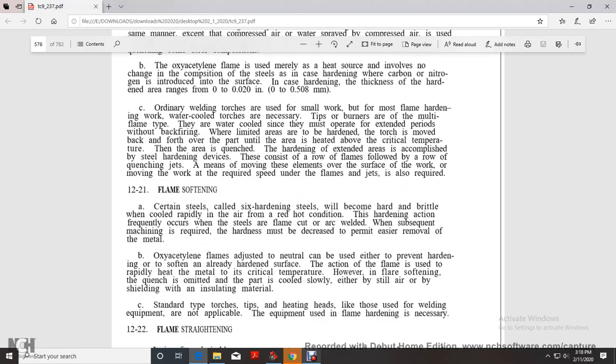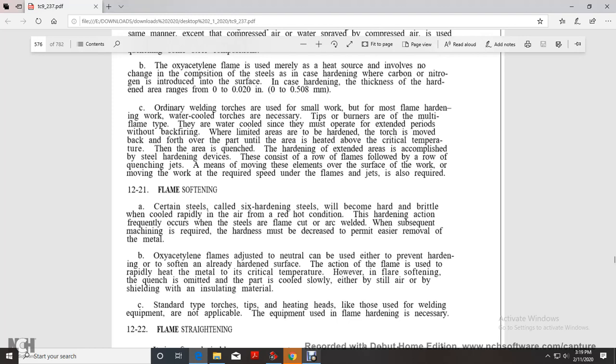Section 12.2.1, Flame Softening. Certain steels, called air-hardening steels, will become hard and brittle when cooled rapidly in air from a red hot condition. This hardening action frequently occurs in steel at flame cuts and arc welds. The hardness must be decreased to permit easy machining and removal of the metal. Oxyacetylene flames adjusted to neutral are used either for preventing hardening or softening already hardened surfaces.